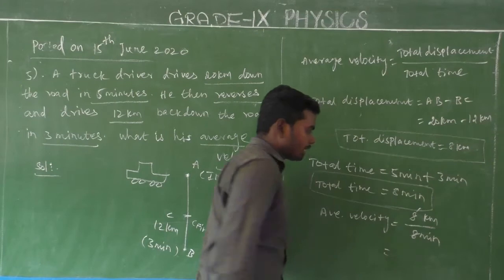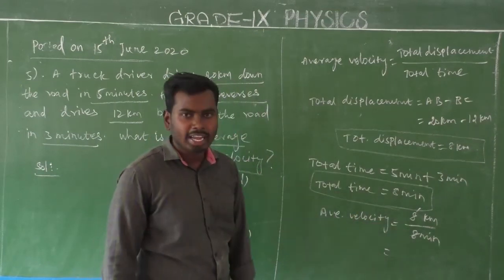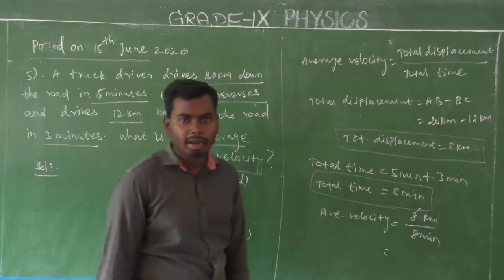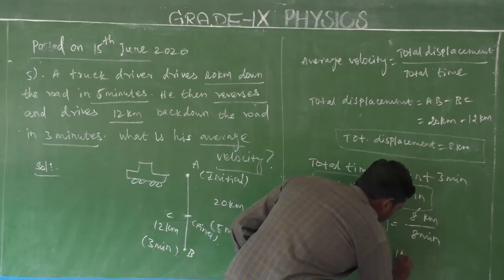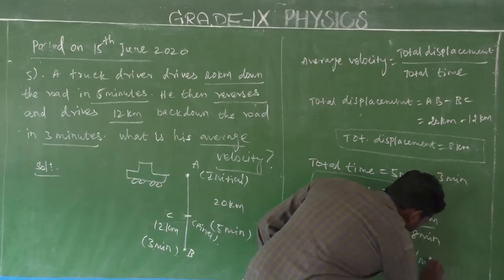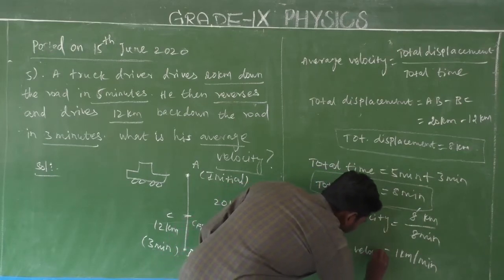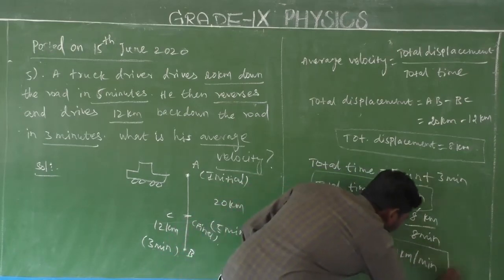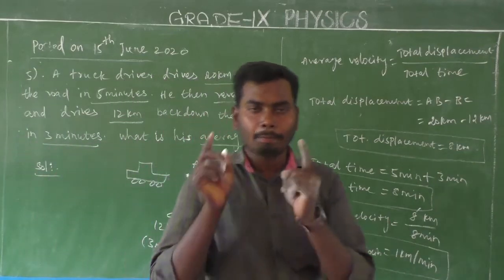Okay, substitute 8 kilometers. Then total time, how much? 8 minutes. So 8 kilometers divided by 8 minutes, what is that? 8 divided by 8 is equal to 1. So the value will be 1 kilometer per minute. So the average velocity value is equal to 1 kilometer per minute.